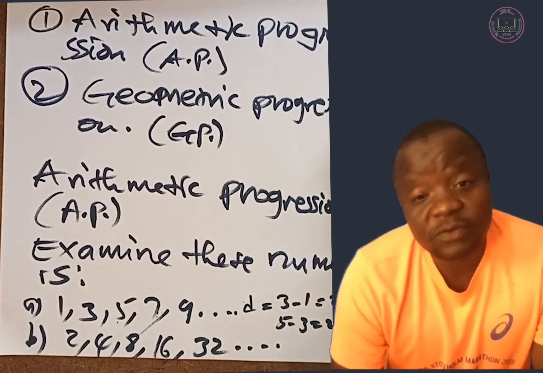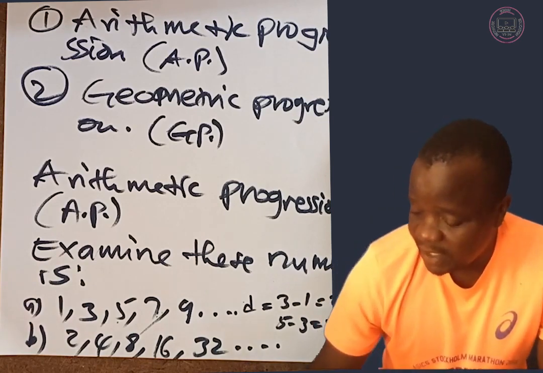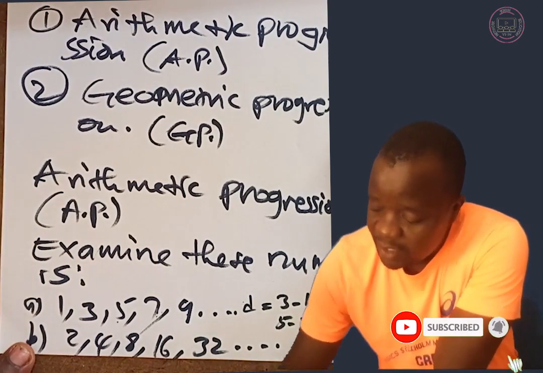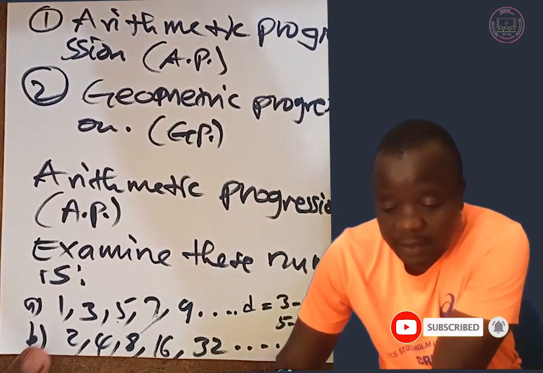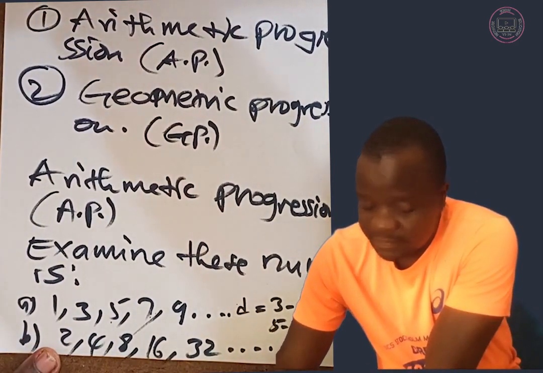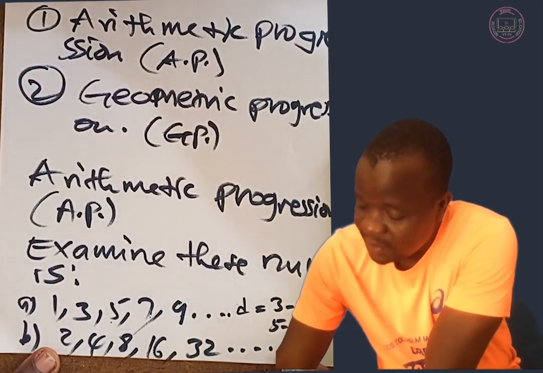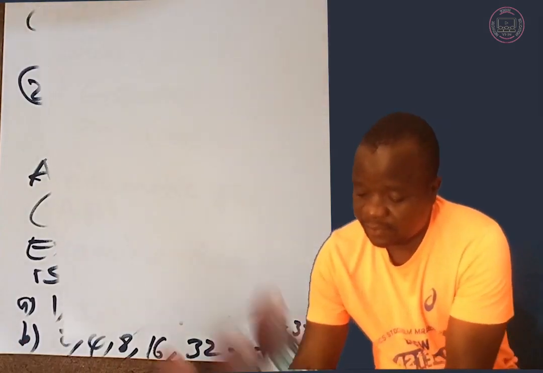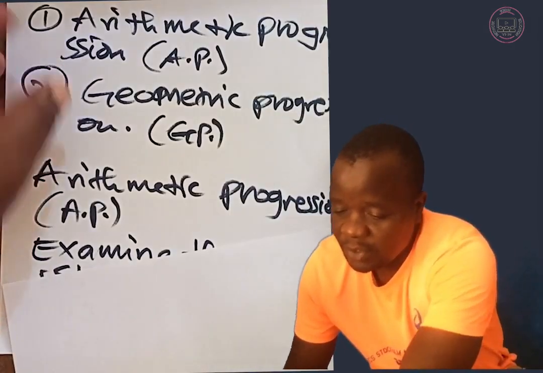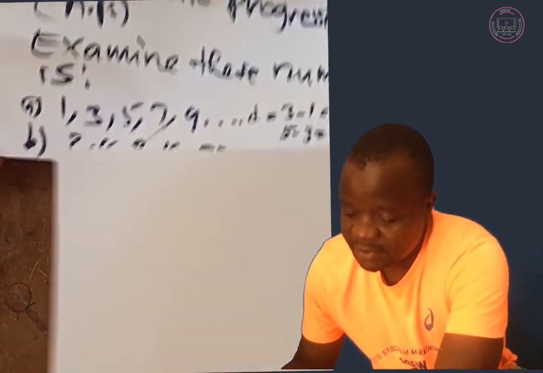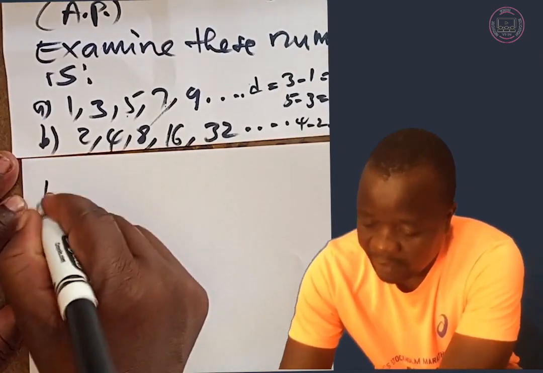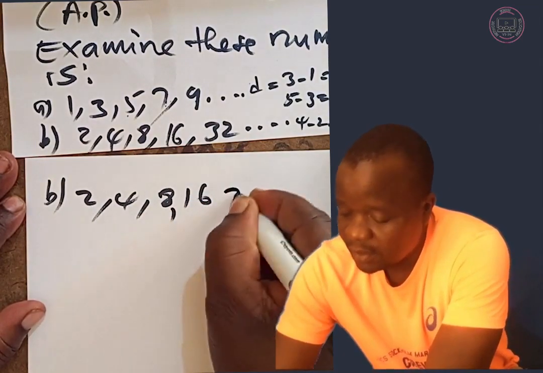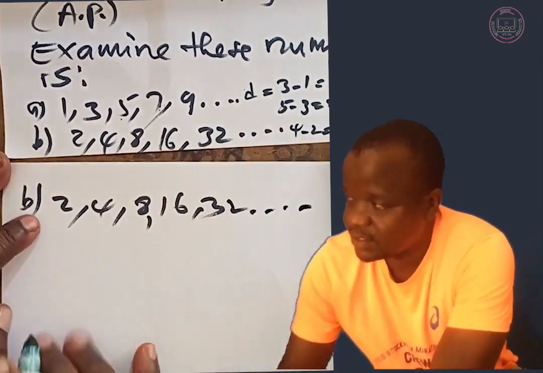Now let us go to the second sequence. Now when we look at this one, if we subtract two consecutive numbers, for example, 4 minus 2, we get a 2. Our list, we have our B here: 2, 4, 8, 16, 32. This is the sequence now.